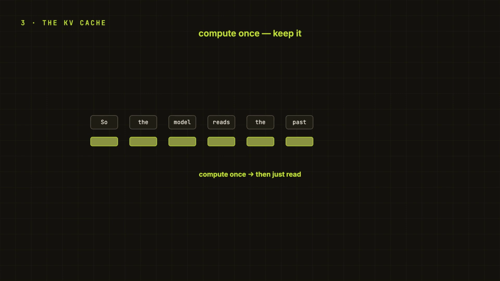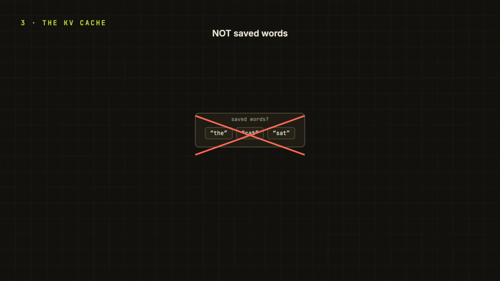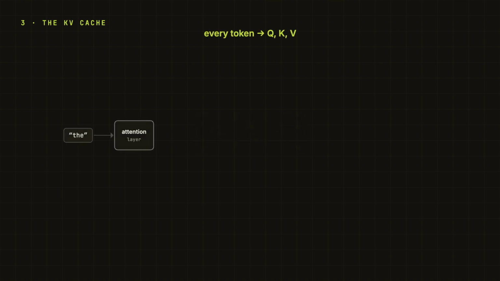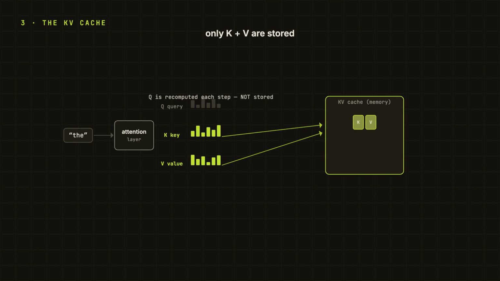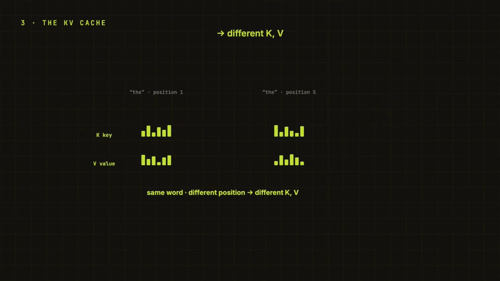So instead, the first time we process each token, we compute that state once and we keep it. Then every future token just reads it. That stored state is the KV cache. And one thing I want to say properly, because a lot of explanations get this loose. The KV cache does not store the previous tokens. It does not store the text. What it stores is the keys and the values, two vectors the model computed from each token at every layer. So it is the model's internal attention state, layer by layer. The same token in a different position can even have different state. So please do not picture it as a little box of saved words. Picture it as the model's working memory of the conversation so far.